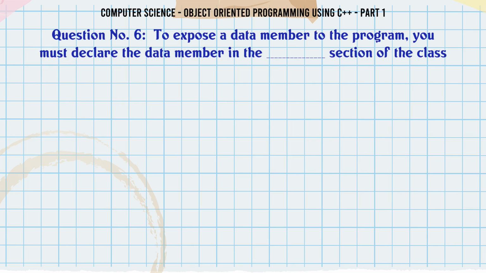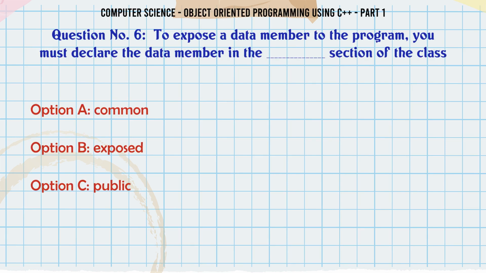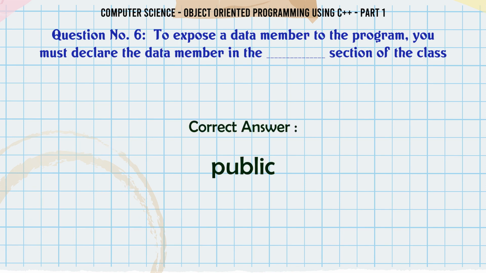To expose a data member to the program, you must declare the data member in the blank section of the class. A. common. B. exposed. C. public. D. unrestricted. The correct answer is public.